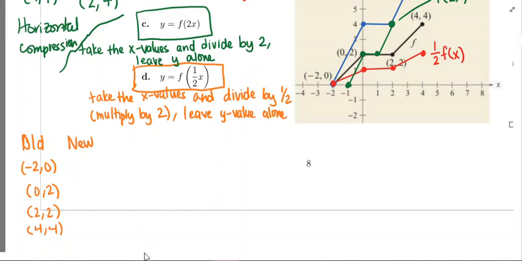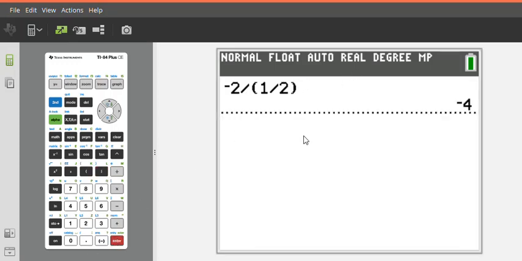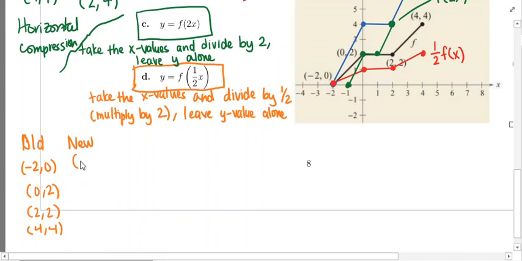Okay, so here we go. If I start with the first point, negative 2, 0, I'm going to take the x coordinate, which is negative 2, and I'm going to divide it by 1/2. That's going to give me negative 4. So the new point here will be negative 4, and the y coordinate will stay the same. Notice what I was saying: if you divide the x coordinate by 1/2, it's the same thing as multiplying by 2. Negative 2 times 2 is negative 4. So that's going to be our new point right here.